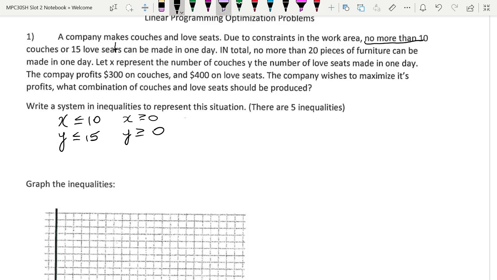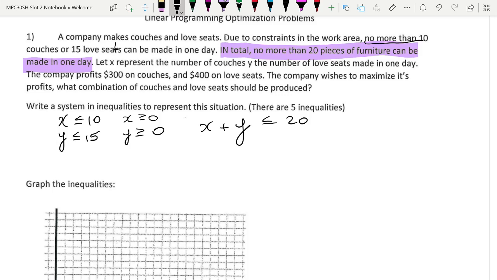There it is. See this sentence here? What's that telling me? X plus Y, couches plus love seats, total amount of furniture made today can't be more than 20. Right? Does the logic of that make sense to you?